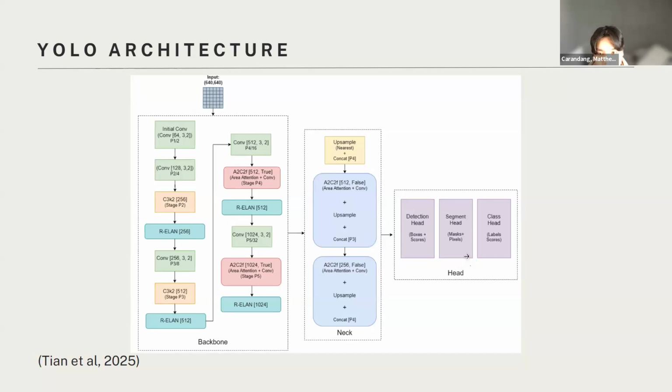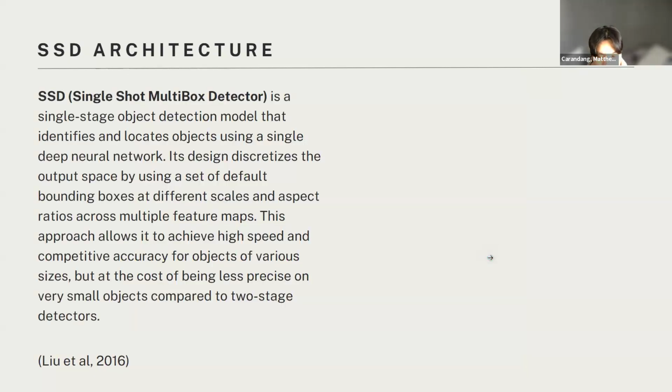Since YOLO V12 also has different use cases, such as segmentation and object detection, it has different heads, such as detection heads, segmentation heads, and class heads. So moving on to the second architecture, we have SSD, or single shot multi-box detector. This was published back in 2016, around the same time as the first YOLO.